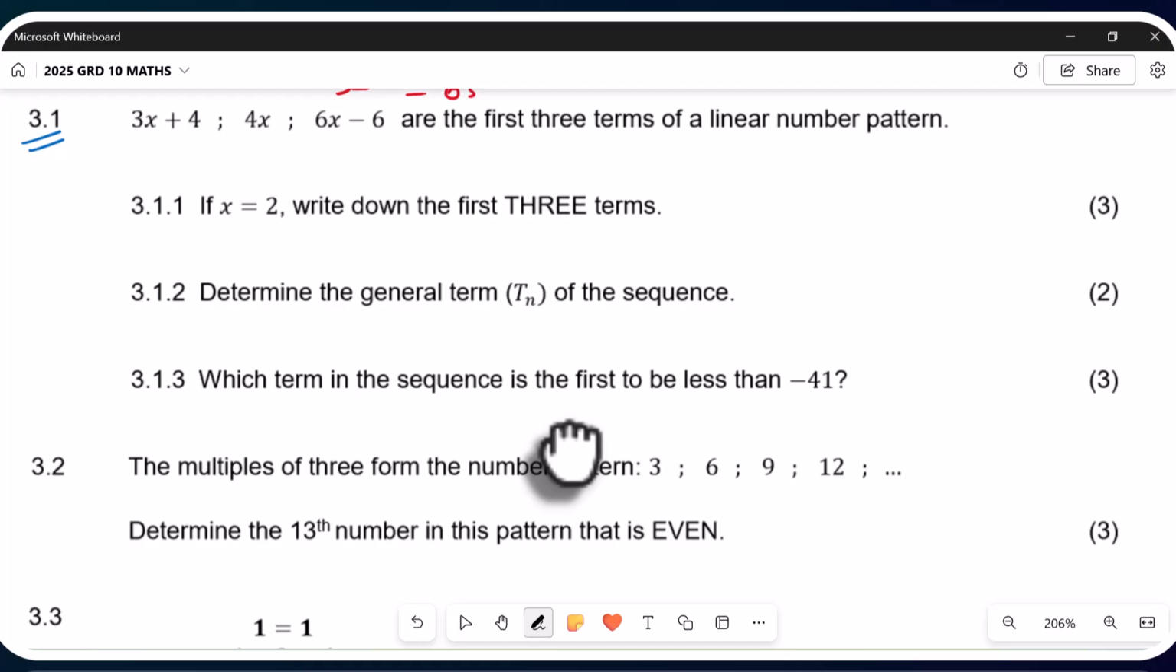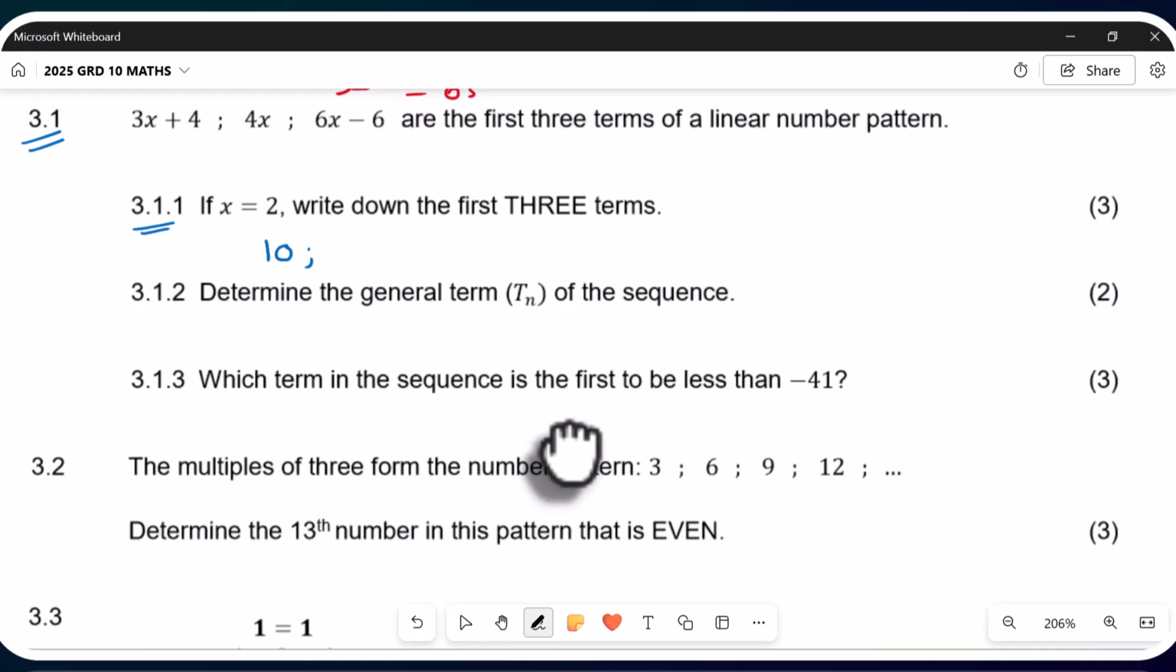Now, n is bigger than 26.5, or you can say n is greater than 26.5. If x equals 2, write down the first three terms of the linear pattern. Now tell me, what number comes after 26.5? 27. That's the answer, you said it. So our n must be 27.